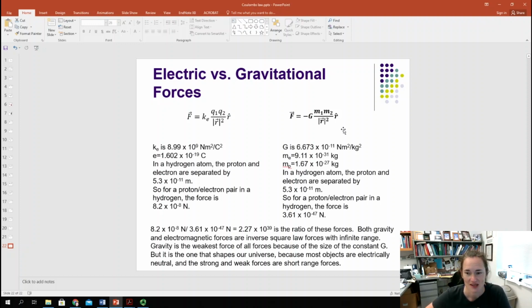Okay? Now, the form of these forces is very similar. Both gravity and electromagnetic forces are inverse square laws, and they both theoretically have an infinite range. But gravity is the weakest force of all the fundamental forces of nature. Remember, there's four: electromagnetic, gravity, weak force, and strong force. Those are the four fundamental forces of nature. Gravity is by far the weakest of all those forces. But remember that the weakest of all the forces actually dominates the structure of the universe.